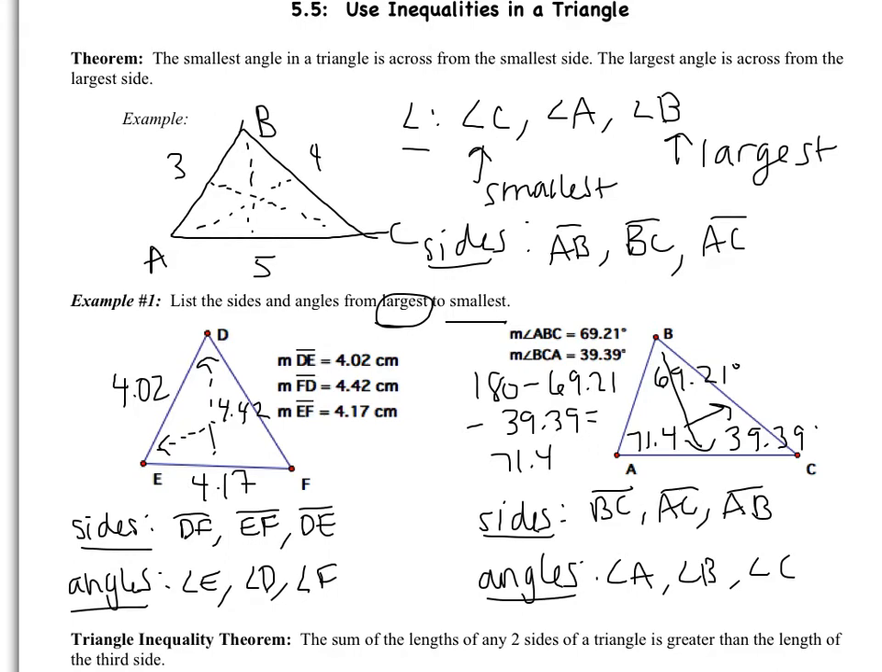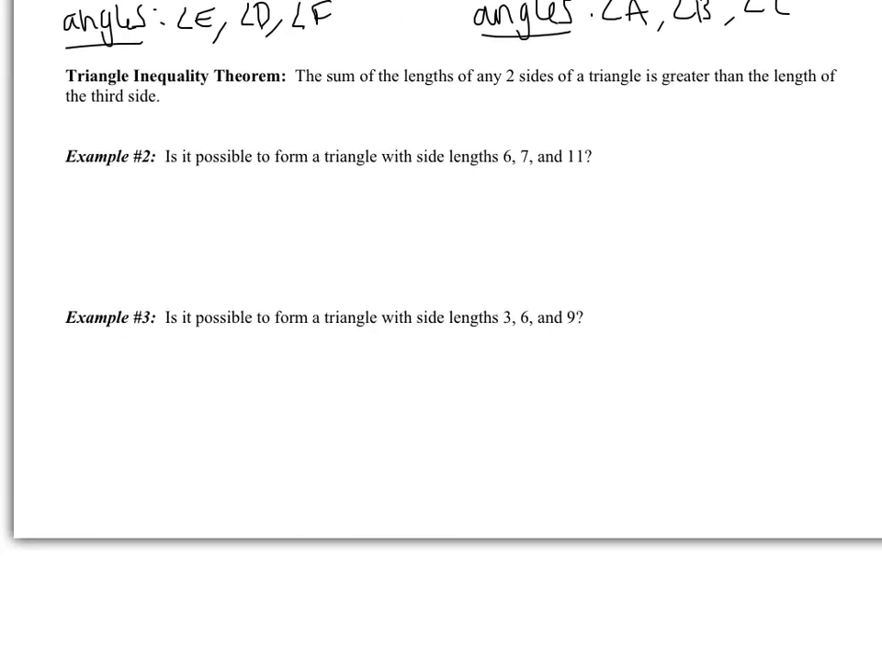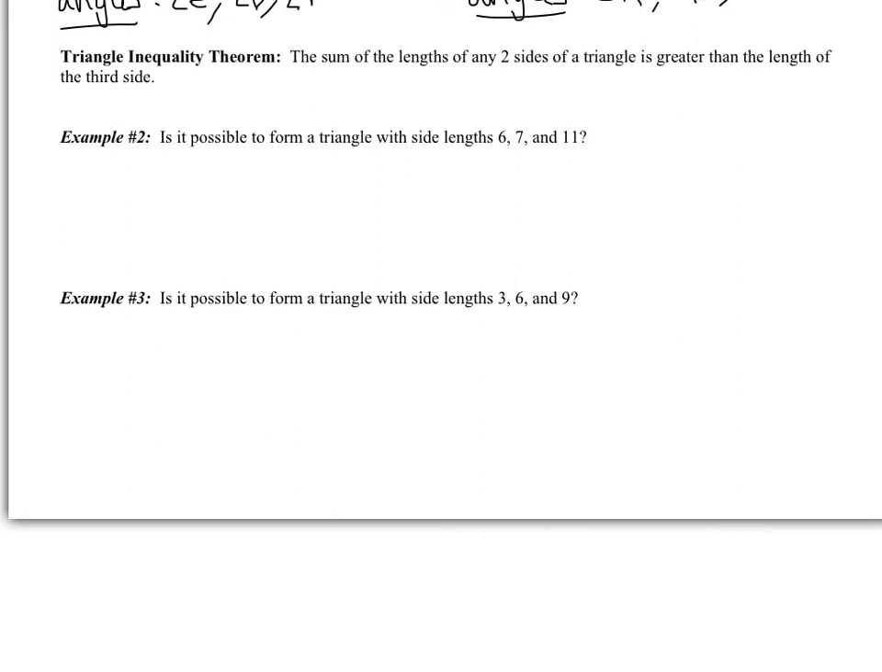So let's move on to our second theorem. This is the main theorem of the section. It's called the triangle inequality theorem. It says the sum of the lengths of any two sides of a triangle is greater than the length of the third side. So if I add together two sides, it should be greater than the third side.